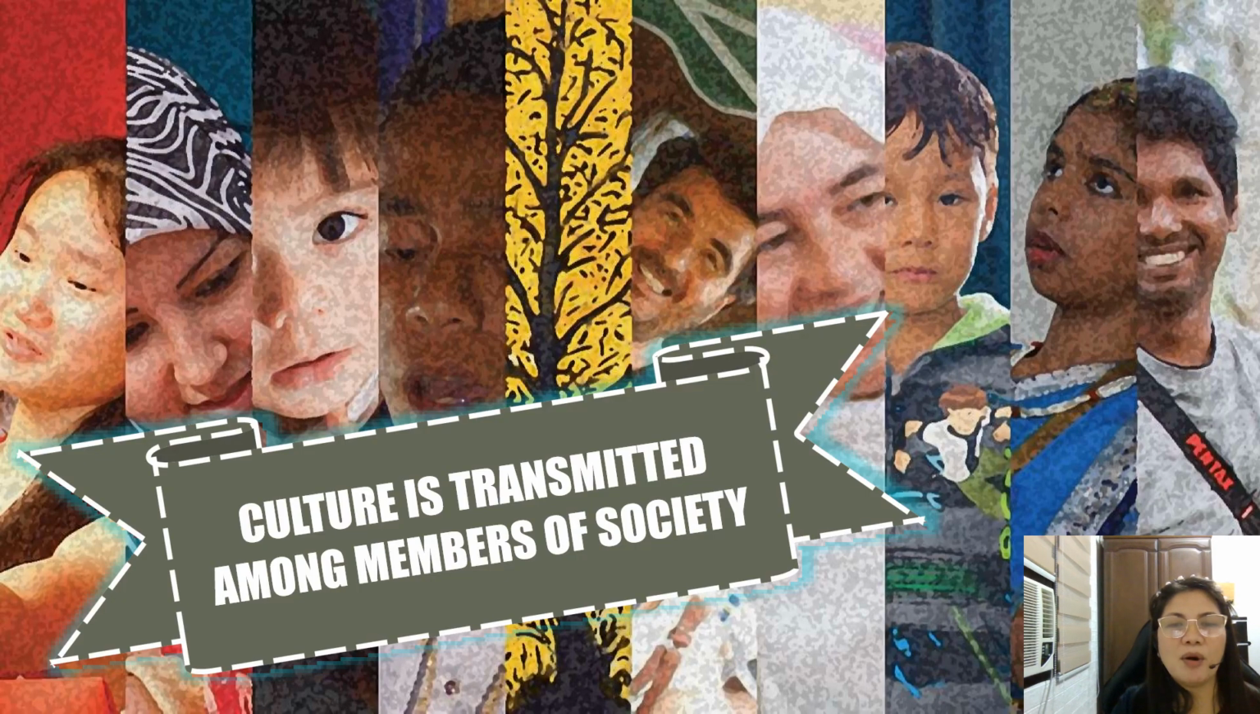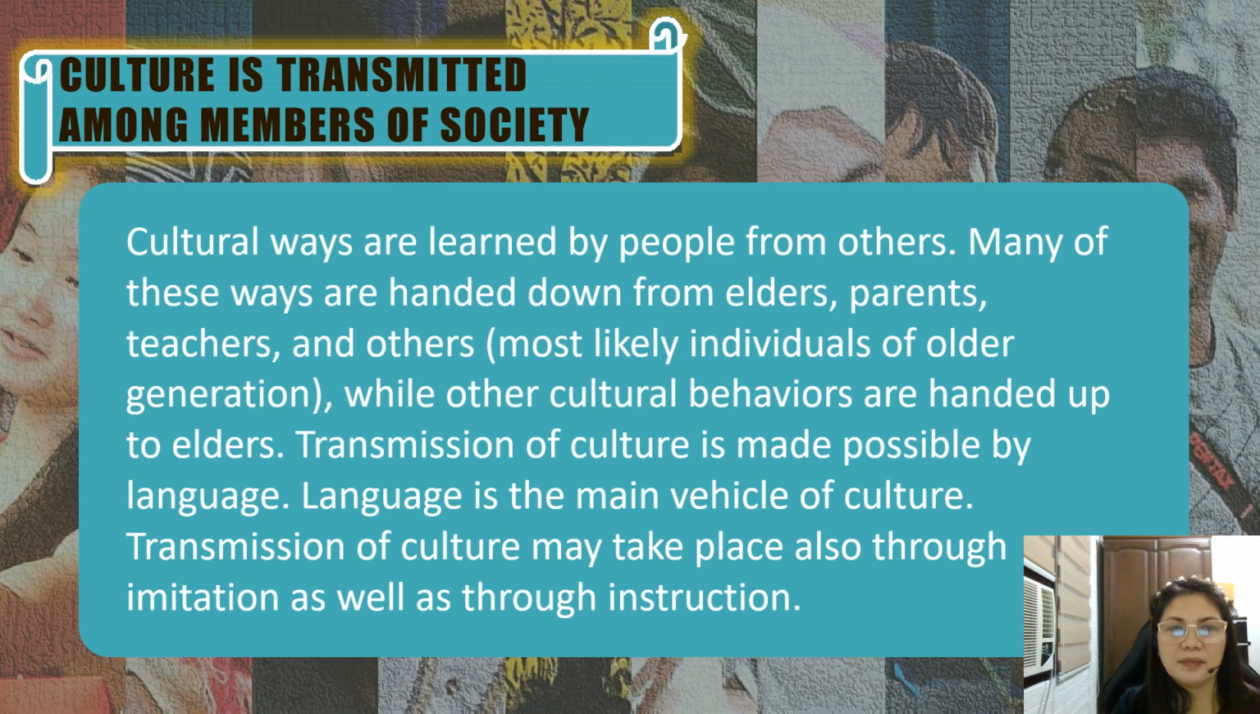Culture is transmitted among members of society. Cultural ways are learned by people from others. Many of these ways are handed down from elders, parents, teachers, and others, most likely individuals of an older generation, while other cultural behaviors are handed to elders. Transmission of culture is made possible by language. Language is the main vehicle of culture. Transmission of culture may also take place through imitation as well as instruction.